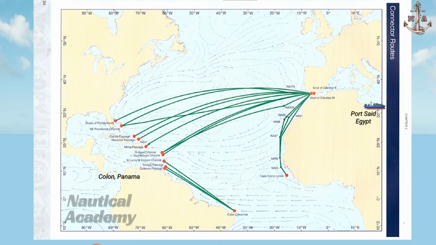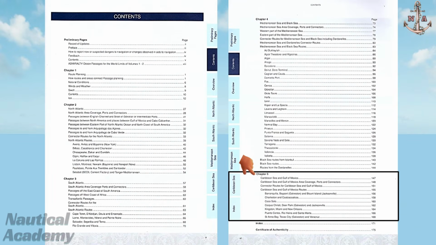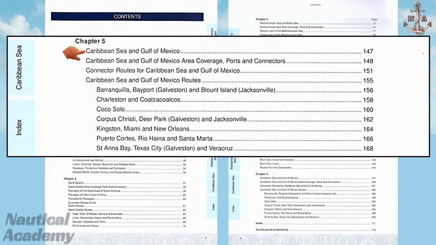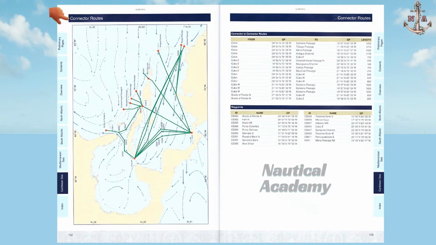First, let's determine the recommended route from Port of Colón to Mona Passage Connector, which lies in the Caribbean Sea. So, going back to the table of contents, Chapter 5 covers Caribbean Sea and Gulf of Mexico from pages 147 to 168. Let's examine this chapter starting on page 151, which covers the connector routes for the Caribbean Sea and Gulf of Mexico. These connector routes can be found on the next page. Page 152 shows the chart, and the following page lists the geographical positions of each connector and waypoints.